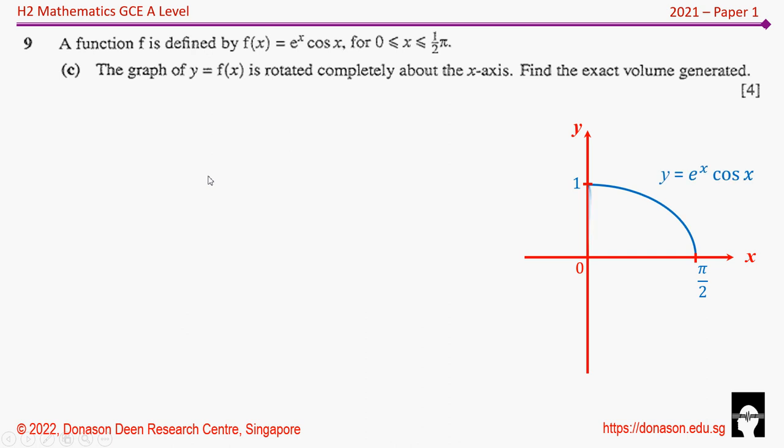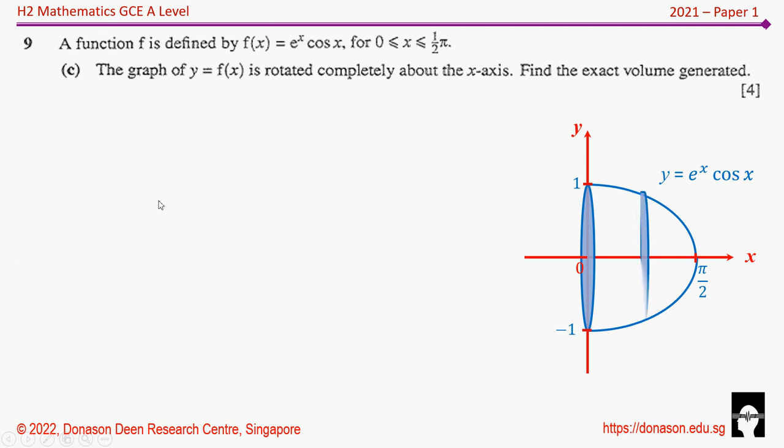And if you were to sketch this, this is how your y equals e to the power of x cosine x graph is going to look like. Now this graph is rotated completely about the x-axis, so if you were to spin this about the x-axis, you're going to get this shape, like a shape of a bullet head like that. It is rotated completely about the x-axis, and you're expected to find the exact volume generated.